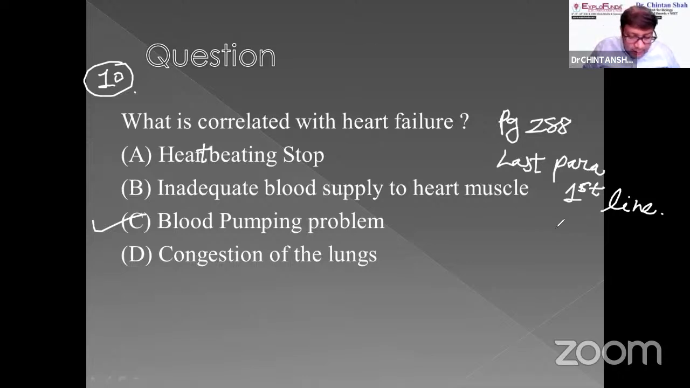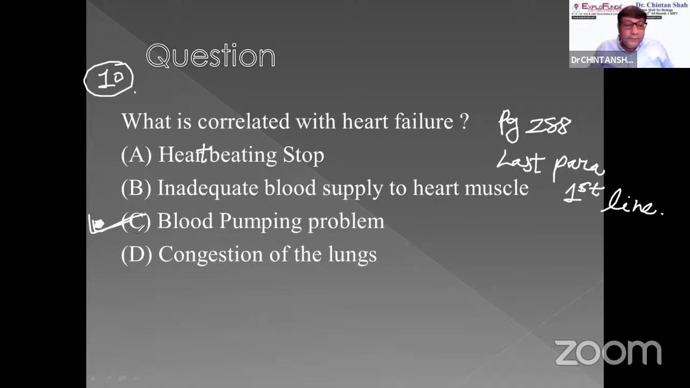Heart failure means the state of the heart when it is not pumping blood effectively enough to meet the needs of the body. Sometimes it is called a congestive heart failure, because congestion of the lungs is there. So congestion of the lungs is there sometimes, not all the time, but most of the time you have to favor that the blood pumping problem is the main cause.